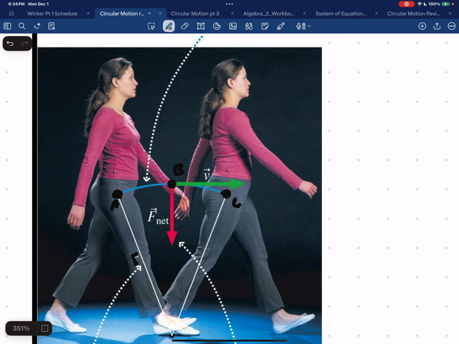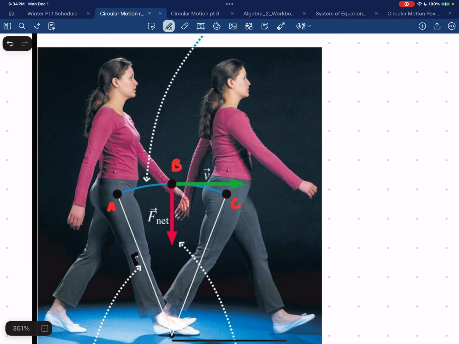As you see, at the beginning of the stride, we're at point A. Let me use a different color for clarity. We're at point A at the beginning of the stride. And then in the middle of the stride, we're at point B. We're lifted up a little bit. And then at the end of the stride, we're at point C.